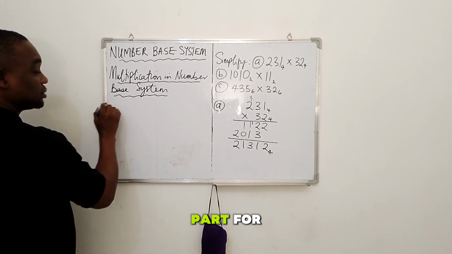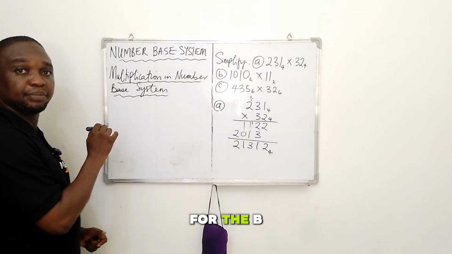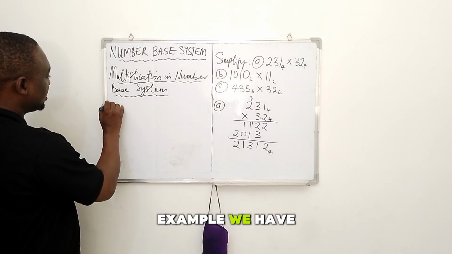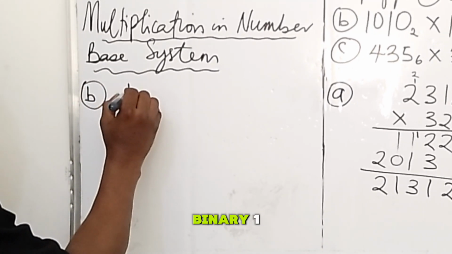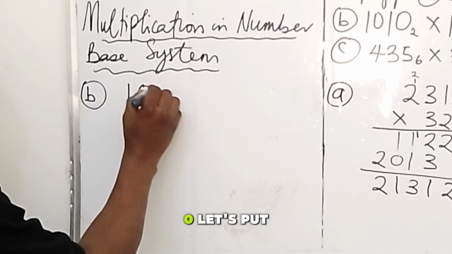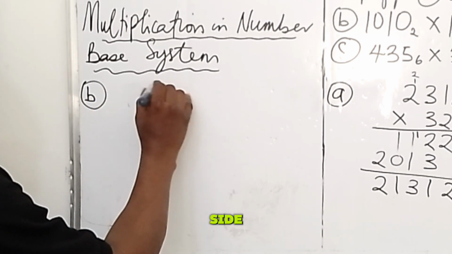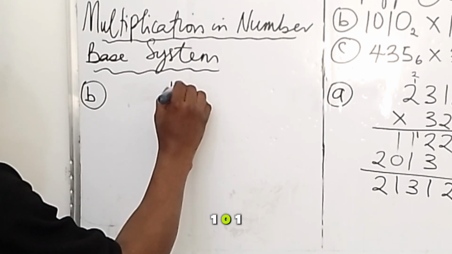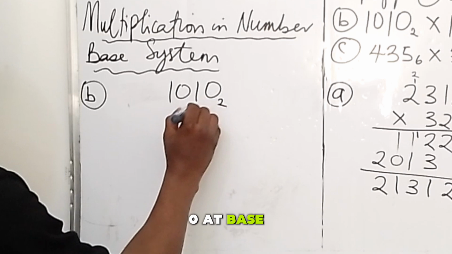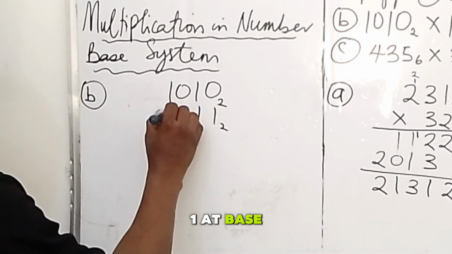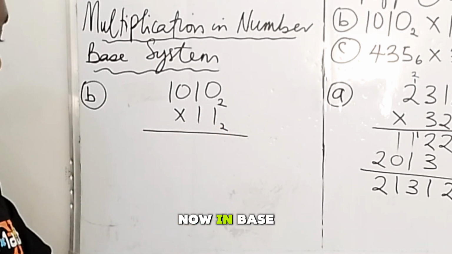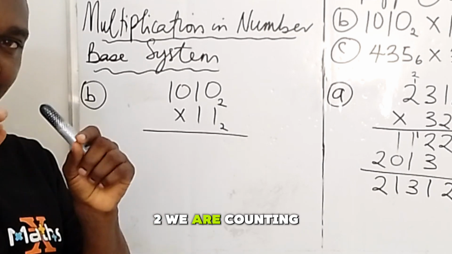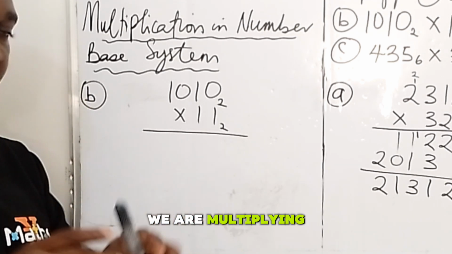For the B part of this example, we have these numbers in binary. 1, 0, 1, 0 at base 2. 1, 1 at base 2. We are multiplying. So this is now in base 2. We are counting in base 2. We are multiplying in base 2.